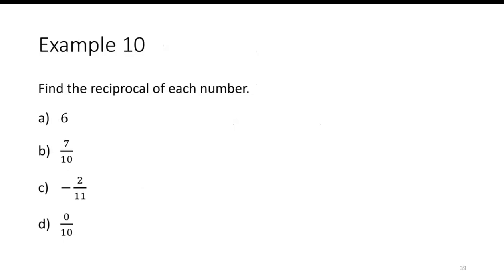So find the reciprocal. If I start with 6, you could think of it as 6 over 1. So the reciprocal would be 1 over 6. If my fraction is 7 over 10, the reciprocal would be 10 over 7. The negative does not affect the reciprocal, so the reciprocal of negative 2 over 11 is negative 11 over 2. Reciprocals are only for non-zero fractions, so for this one, there is no reciprocal.